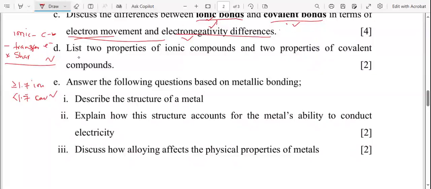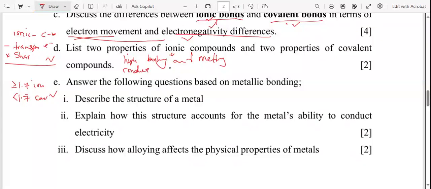Then the other question we have is to list two properties of ionic compounds and two properties of covalent compounds. When you talk about ionic compounds, they have high boiling and melting points. They also conduct electricity in molten state.